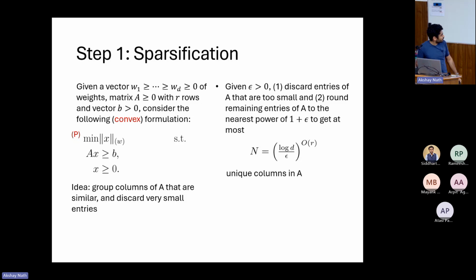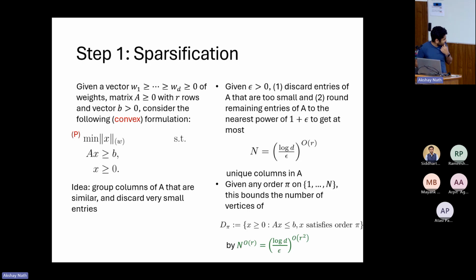So you went from a large number of distinct columns, which is maybe d to the R or something, or d columns, to (log d) to the order R columns, which is very nice. So think of N as the new dimension you're working in, because that's the number of distinct columns in A, right? And each column corresponds to one entry of your vector X. And now let me define this polytope.